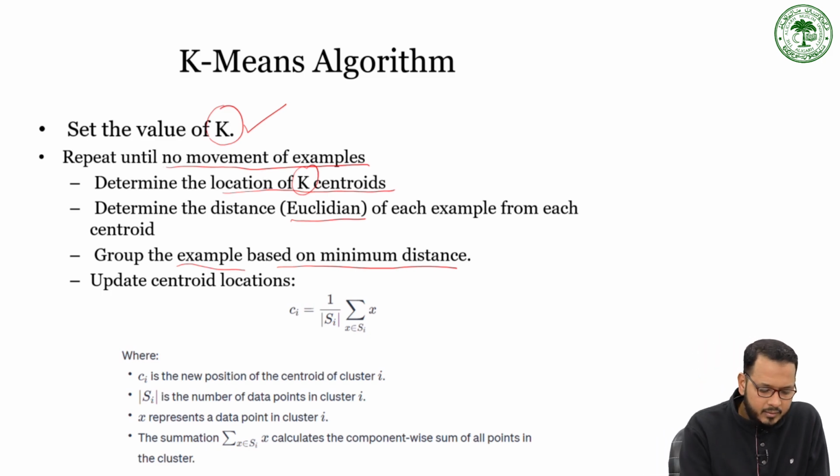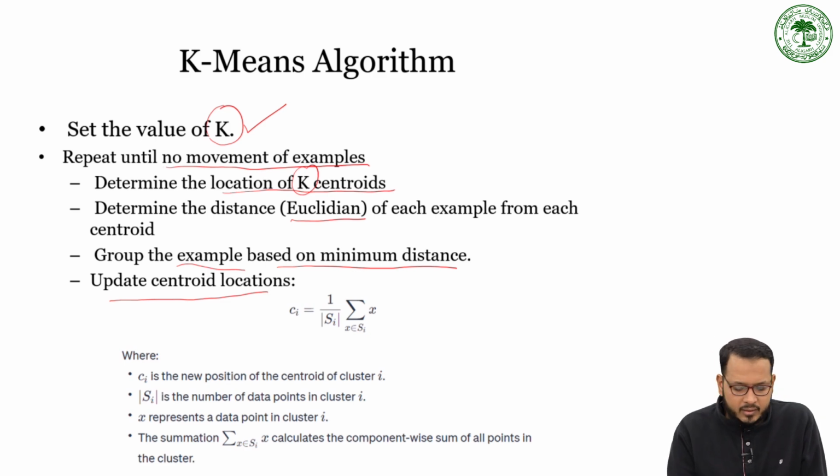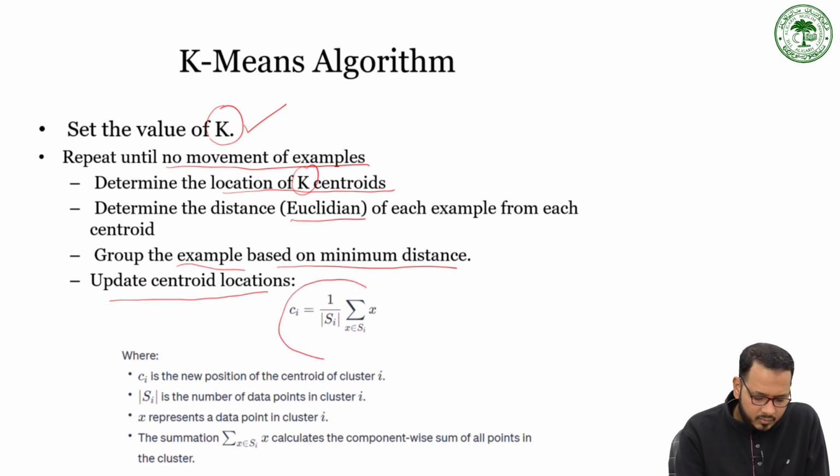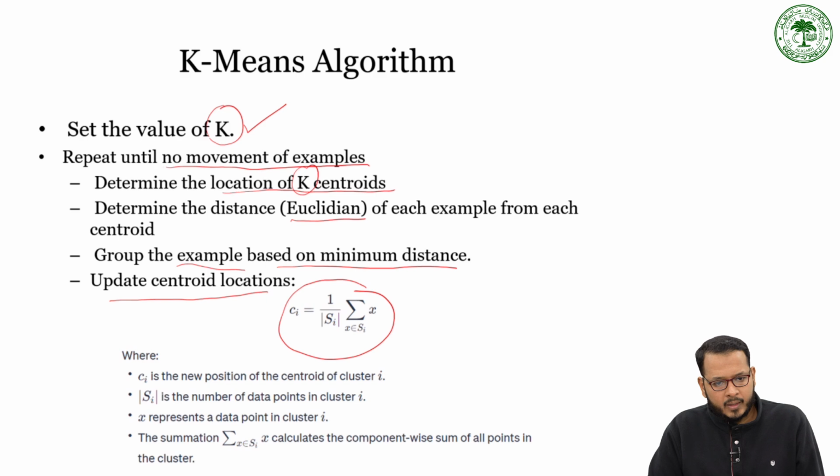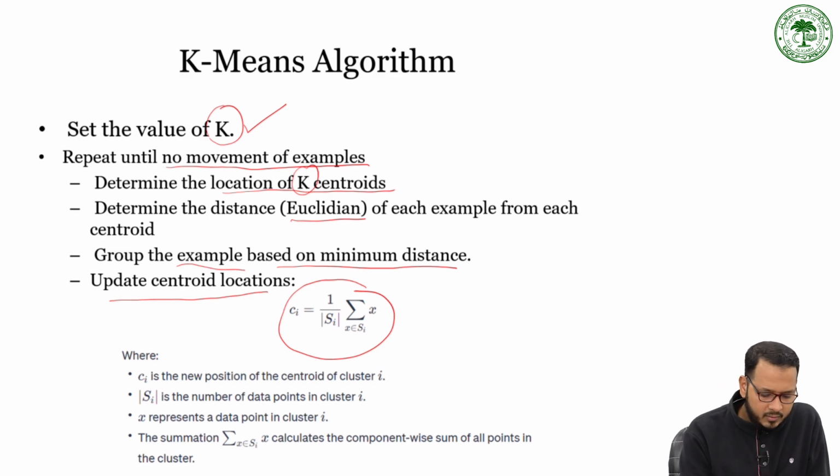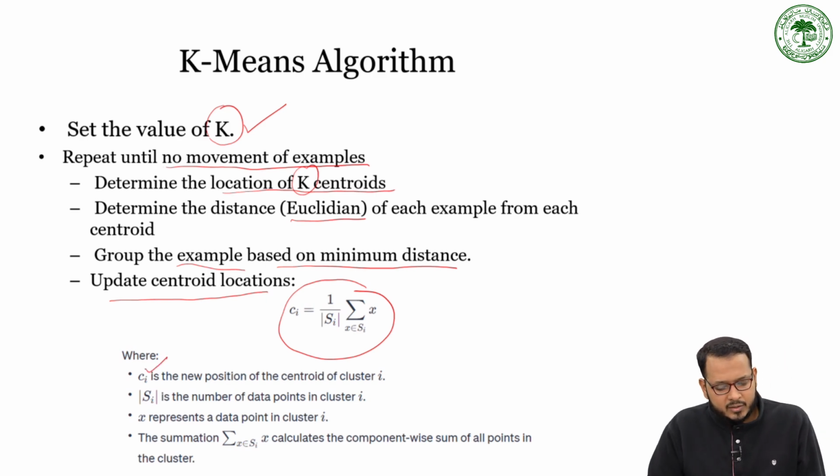And finally, we update the locations of the centroids using this formula here, where C represents the new position of the centroid of cluster i, Si represents the number of data points in cluster i, X here represents a data point, and the summation calculates the component-wise sum of all points in the cluster.